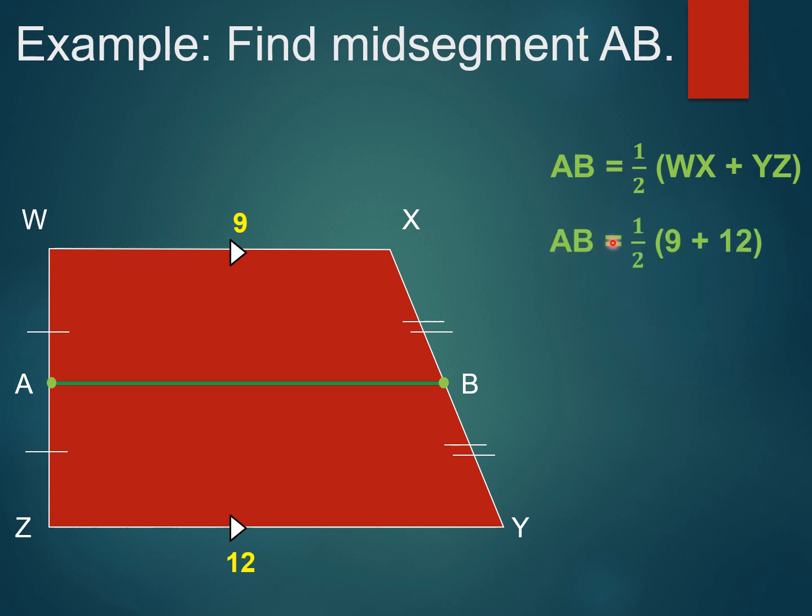Since we have the values of WX and YZ, we're just going to substitute them into our formula. So it becomes AB is equal to one half of 9 plus 12, and that's one half of 21. Then we get the value of AB, which is equal to 10.5. So our mid-segment here is equal to 10.5.